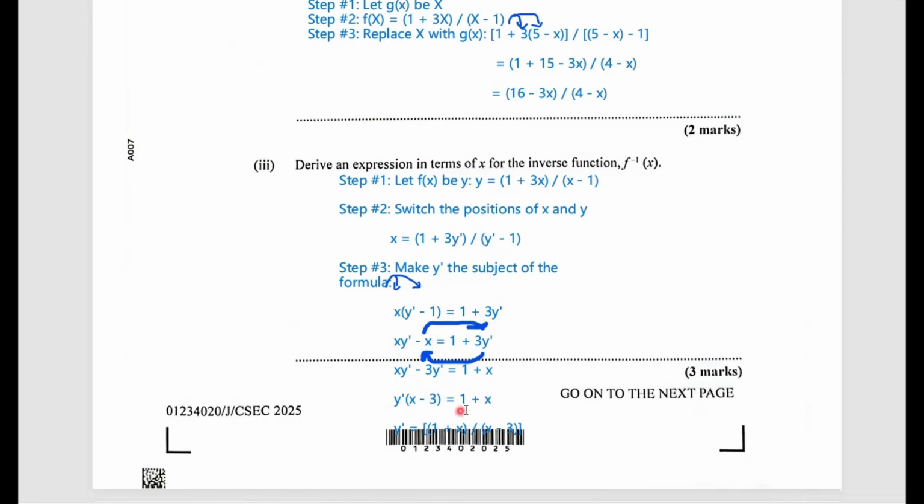So what was y prime? It would be 1 plus x divided by x minus 3. Sorry, this is being blocked here. It's a little hard to see, just know that y prime is 1 plus x divided by x minus 3.